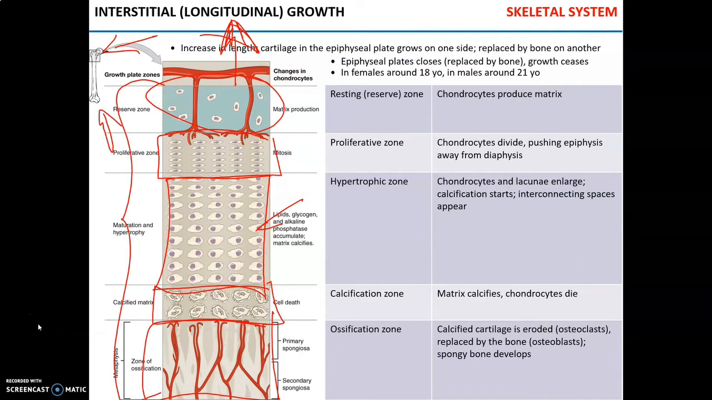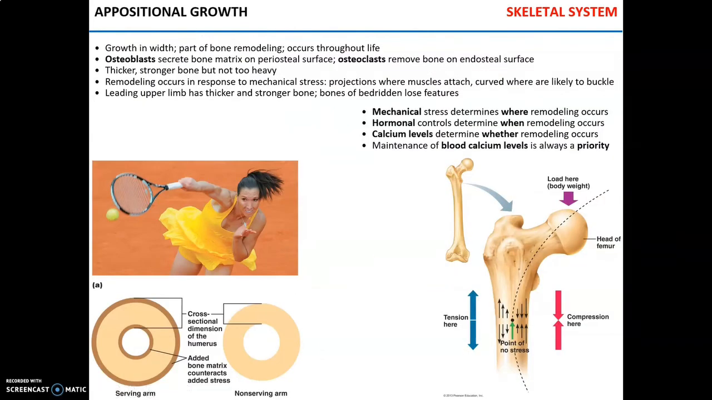So since we have finished our conversation about longitudinal growth, let's talk a little bit about the remodeling of the bone, or so-called appositional growth. Appositional growth of the bone is the growth in width rather than in length. Also, it is basically a part of the bone remodeling that happens all the way throughout life.